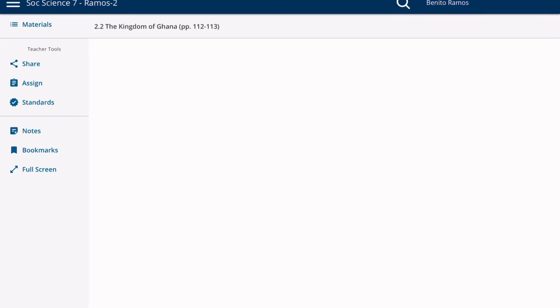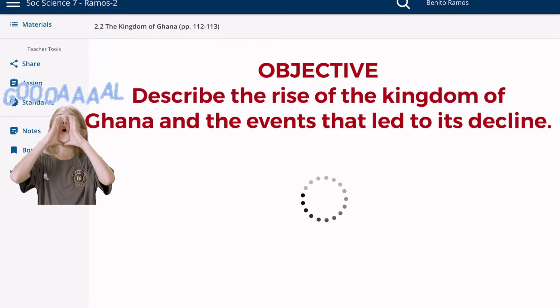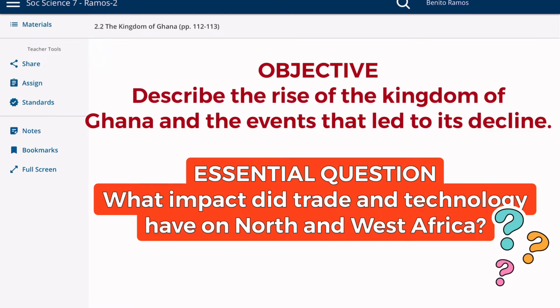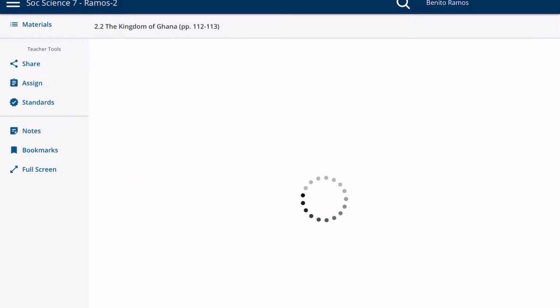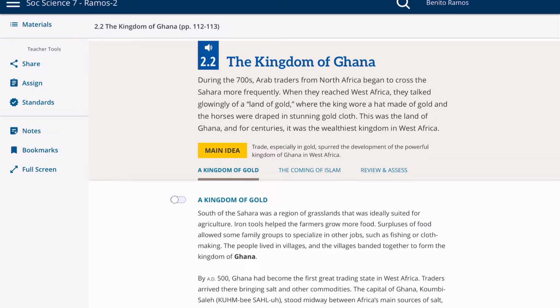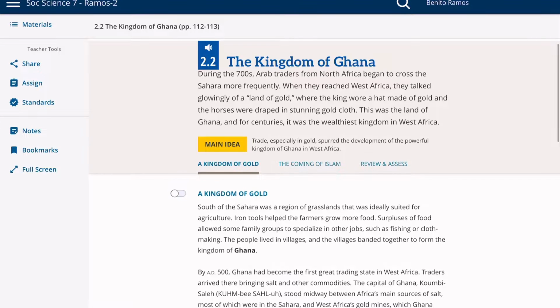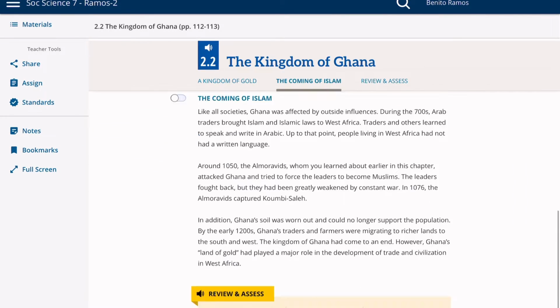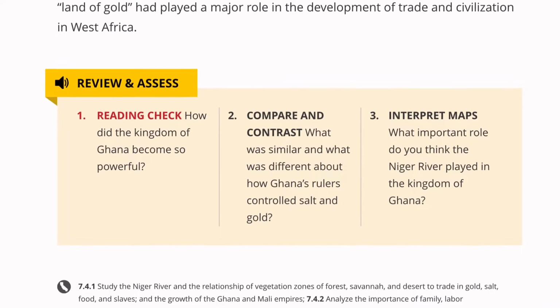This lesson's objective is to describe the rise of the Kingdom of Ghana and the events that led to its decline. And the essential question for this chapter is, what impact did trade and technology have on North and West Africa? So trade was a key factor in Ghana's development as a powerful empire. So lesson 2.2 discusses how trade and other influences affected the Kingdom of Ghana.